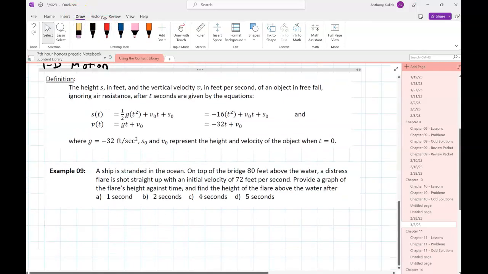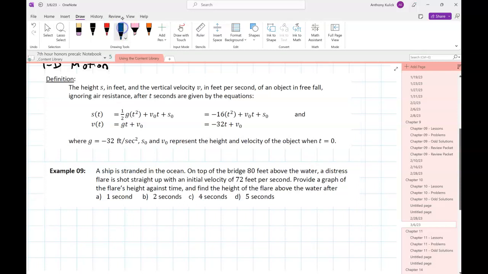It says a ship is stranded in the ocean. On the top of the bridge, 80 feet above the water, a distress flare is shot straight up with an initial velocity of 72 feet per second. Provide a graph of the flare's height versus time and find the height of the flare above water after 1, 2, 4, and 5 seconds.